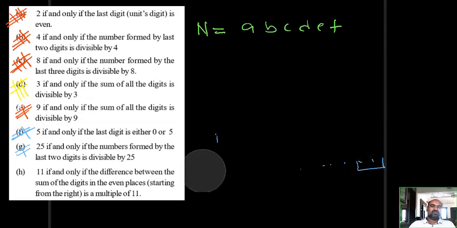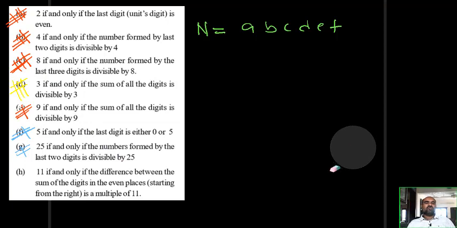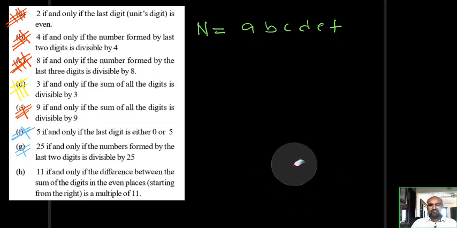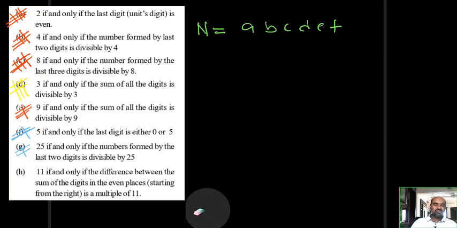Next, the last one, a very important one, that is the divisibility rule of 11. Divisibility rule of 11, very difficult, important also. Some rules are given here. First of all, I want to explain the concept. After that, I will explain why the rule is given like that.